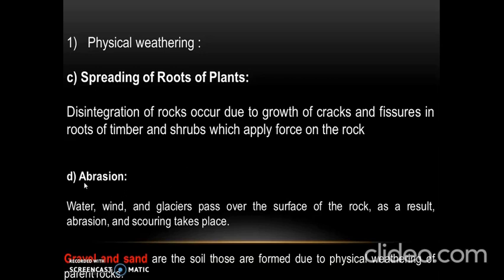Next is abrasion. Water, wind and glaciers pass over the surface of the rock. As a result, there will be abrasive action and scouring takes place. So these all are the factors responsible for physical weathering. Gravel and sand are the soil which are formed due to physical weathering of the parent rocks.